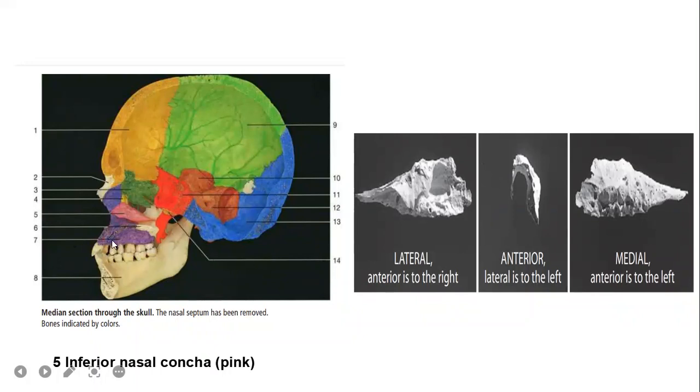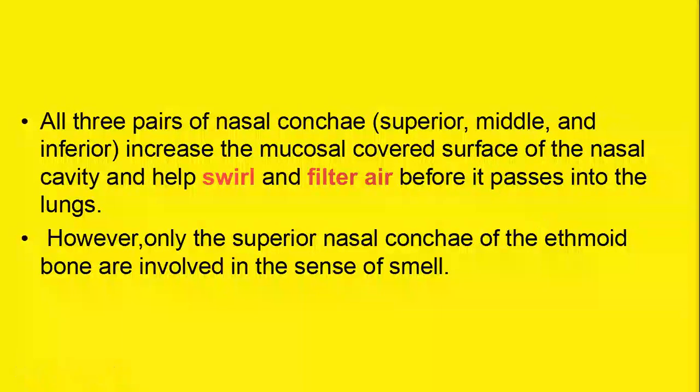So the inferior nasal conchae is right here. For the bone itself, lateral, anterior is to the right. Then we have anterior, lateral is to the left. Finally, medial, anterior is to the left. So that's all about the inferior nasal conchae.